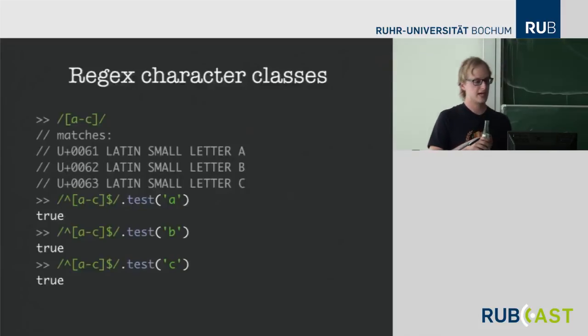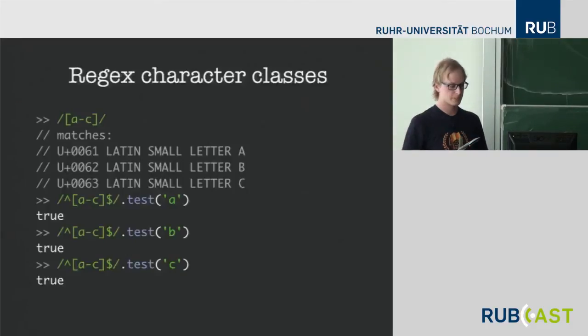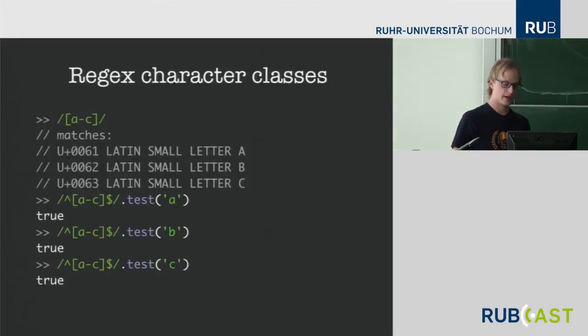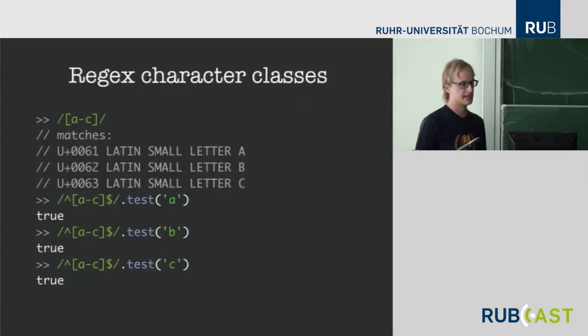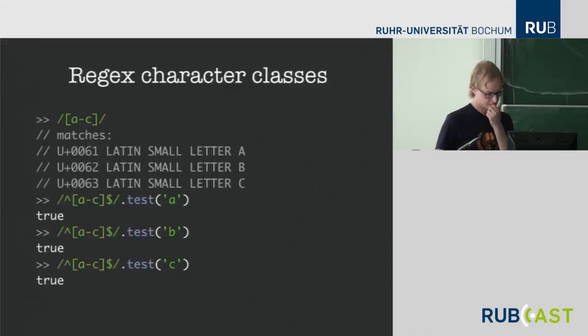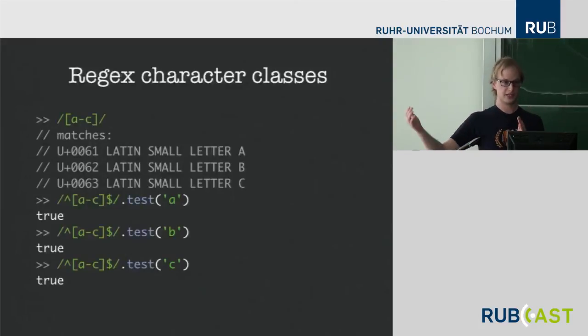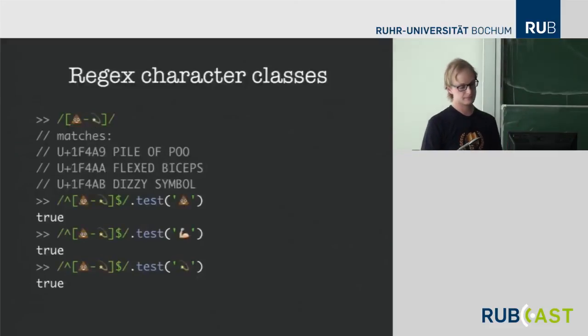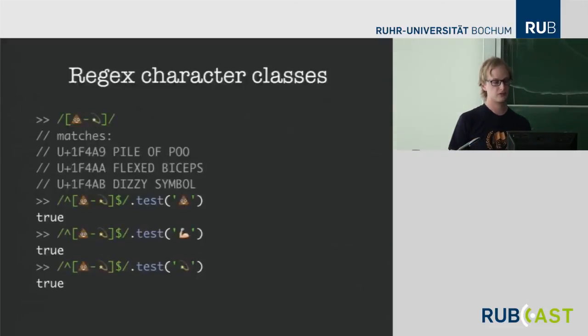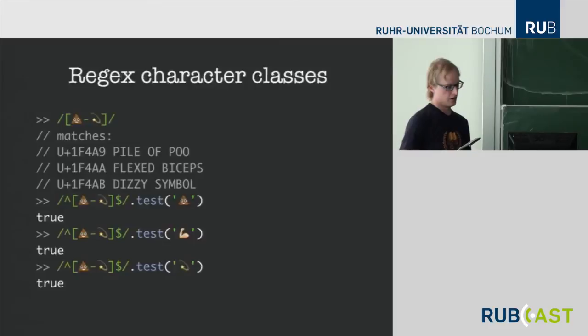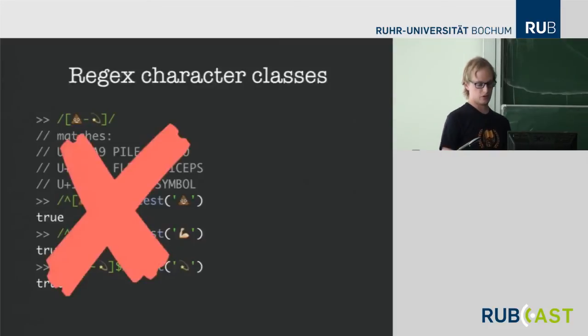Another example is character classes. Whenever you have, for example, a character class with a range from A to C, you expect it to match the characters A, B, and C, right? That makes sense, because that's the order the characters are in the Unicode standard. So similarly, you may expect this regular expression to match the pile of poo, the flexed biceps, and the dizzy symbol, right? Well, it turns out it doesn't really work that way.